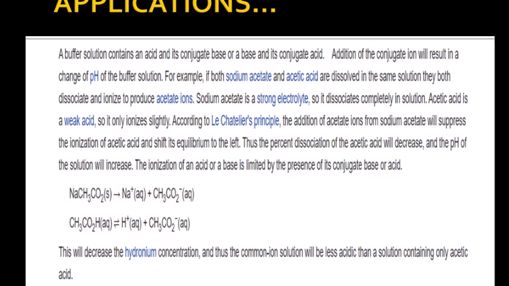In this common ion effect, we have seen the definition, an example, and two more applications. Okay, I hope this will really help you to build your knowledge on common ion effect.